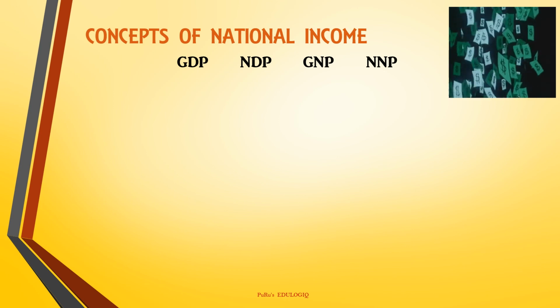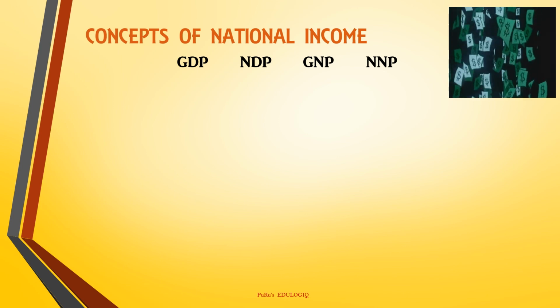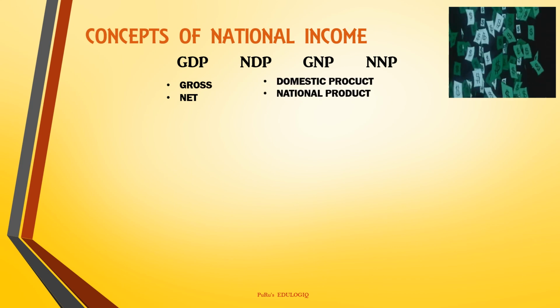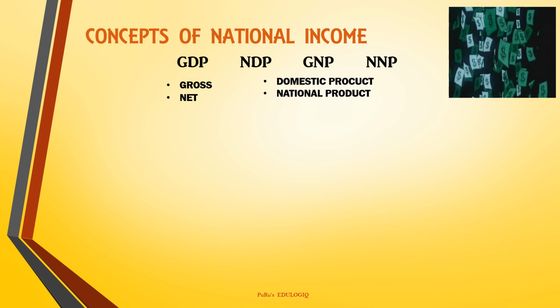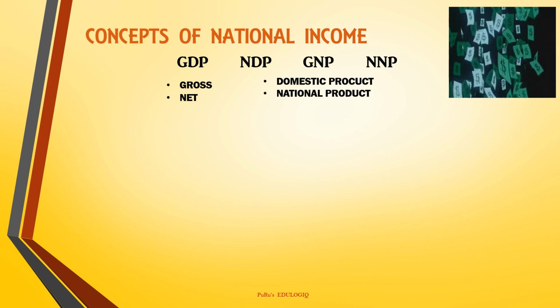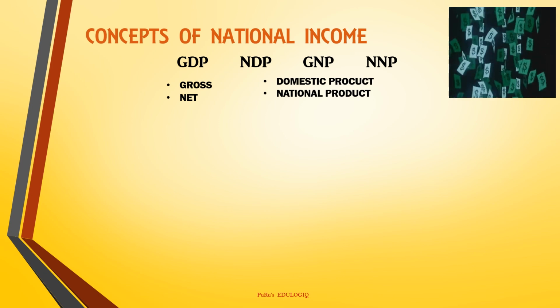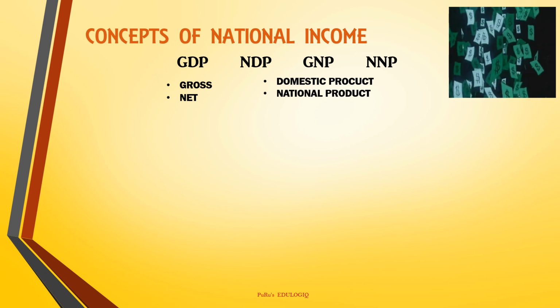Now if you find, there are certain similarities over here. G stands for gross, N stands for net, DP stands for domestic product, NP stands for national product. In order to understand these four concepts, it's very important to understand the difference between domestic product and national product, and the difference between gross and net.